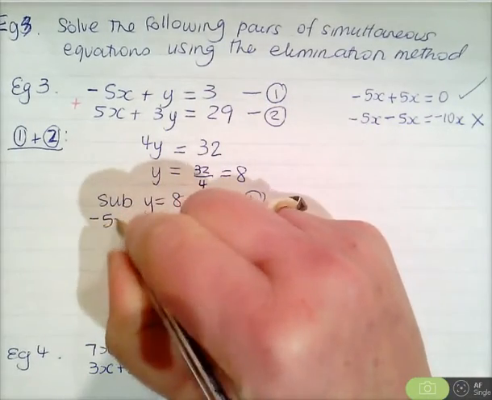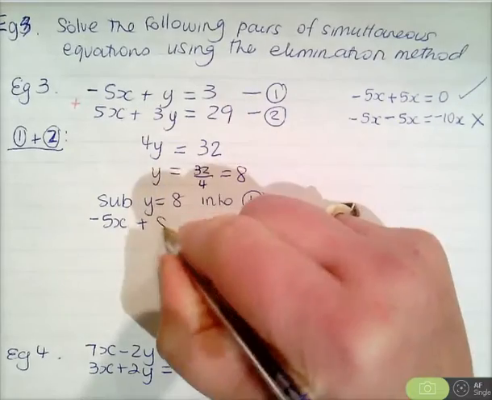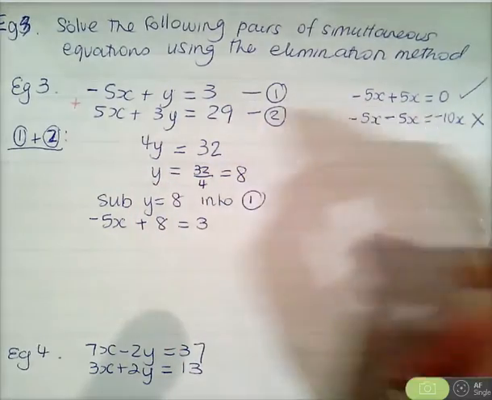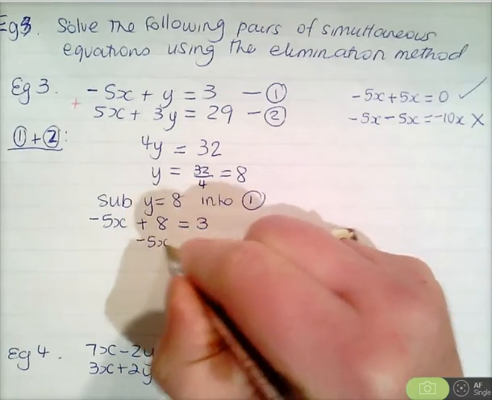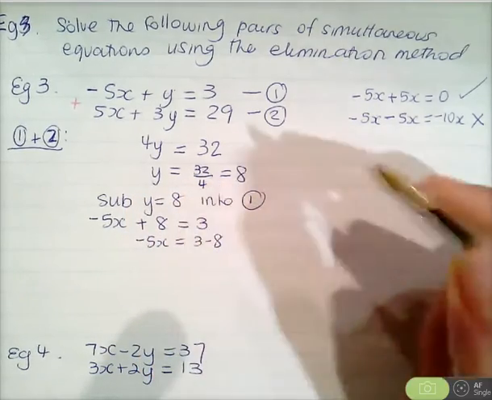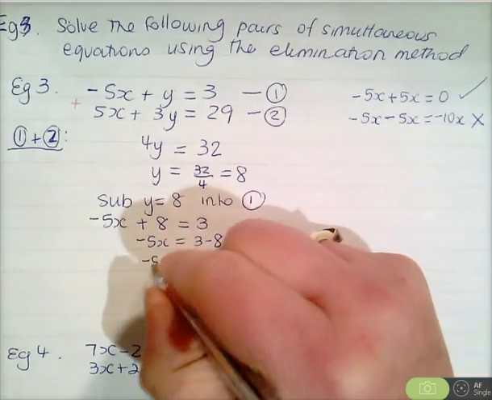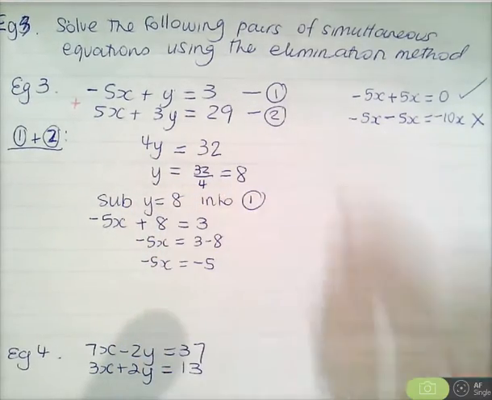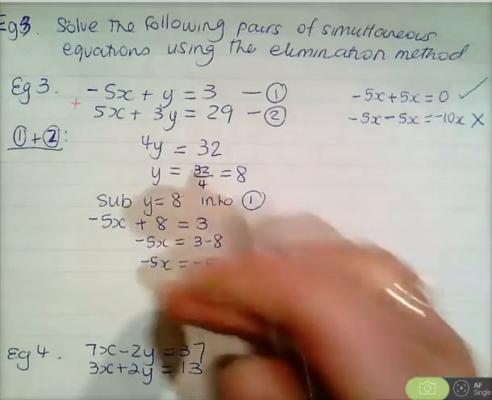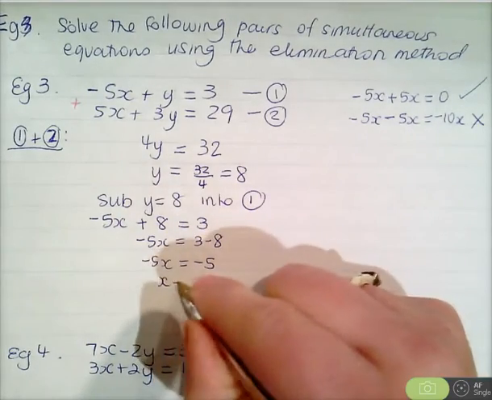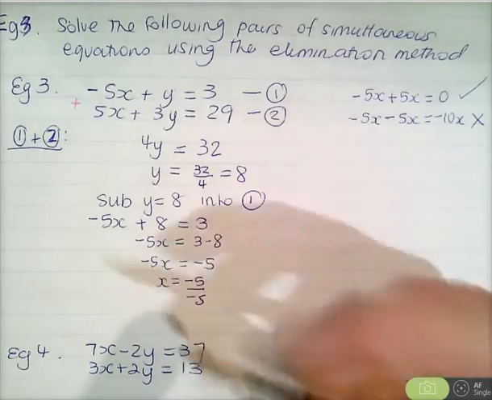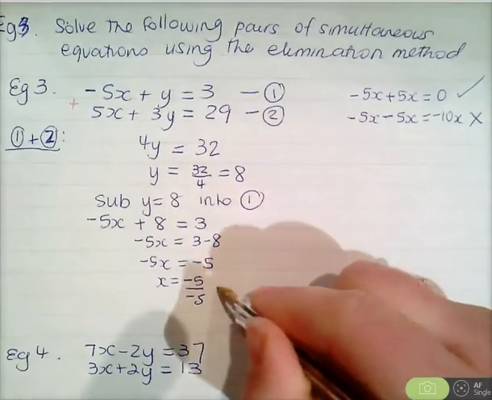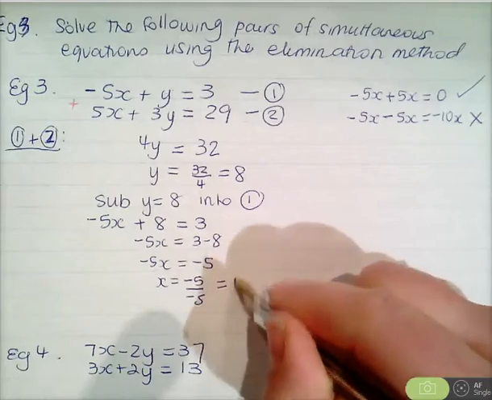So I get negative 5x plus whatever y is, which is 8, equals 3. Now let's put these numbers here together. So I've got negative 5x is 3 minus 8, bringing that over. So negative 5x is negative 5. Now be very careful here. Okay, to get the x on its own, I need to divide by negative 5. It's this negative 5 I need to move away. So therefore, x is negative 5 divided by negative 5 is 1.